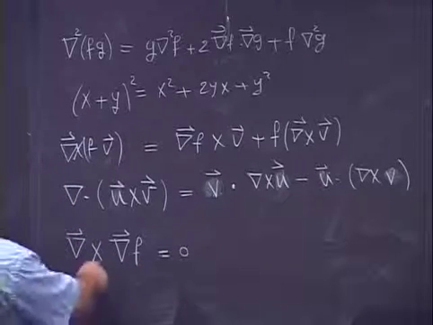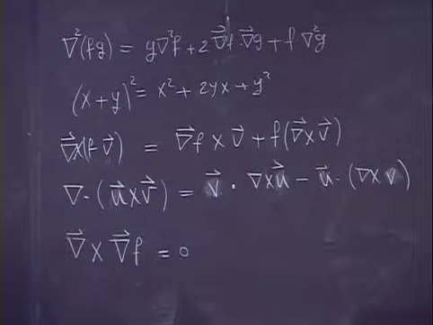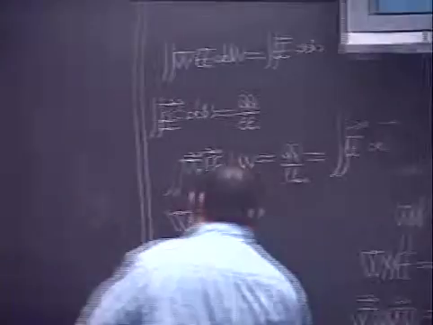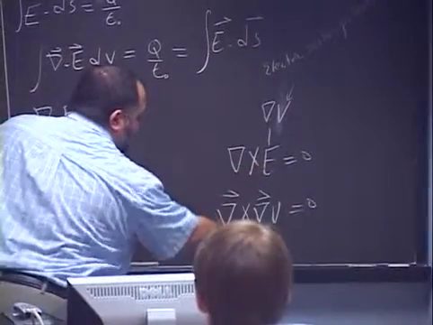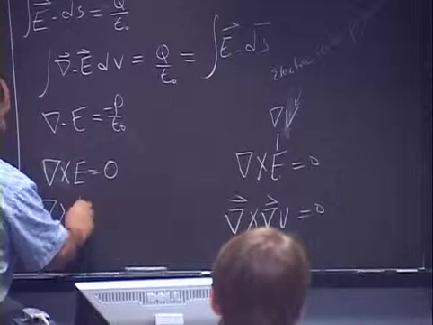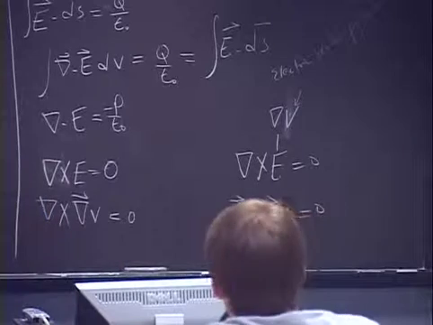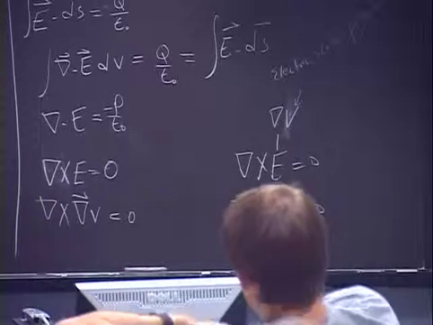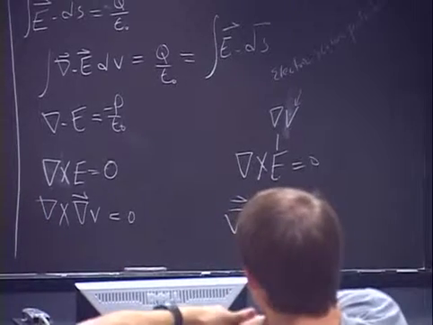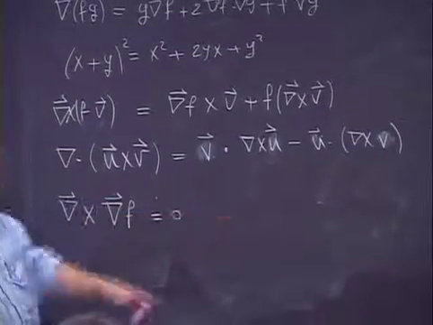And this is what I wrote to you here. If you have curl of E equal to 0, I wrote E as what? I wrote E as gradient of V, where V is a scalar. So this is exactly the same. Curl of a gradient of a scalar function is equal to 0. This is what you see over there.